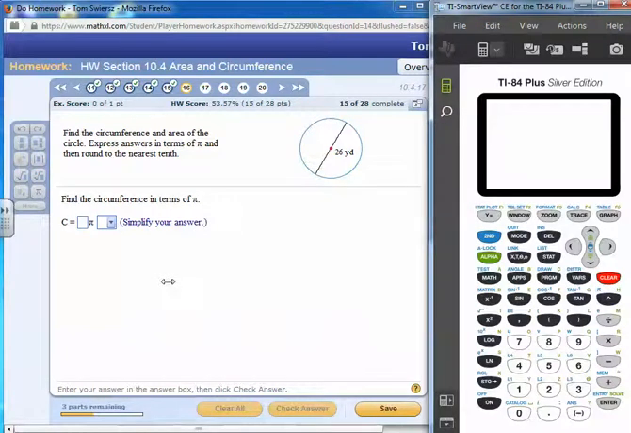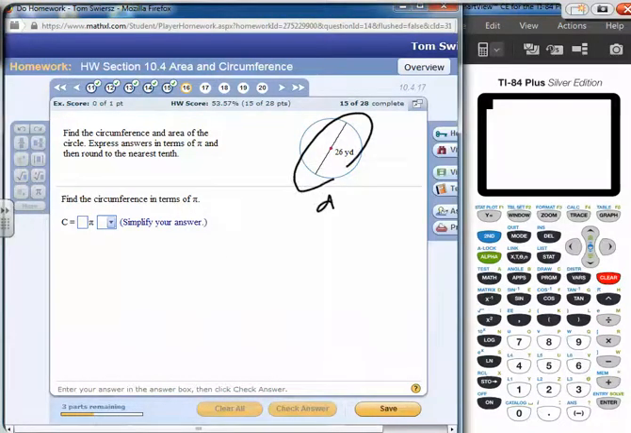Okay, find the circumference of the circle in terms of pi. Now, the circumference: when you go all the way across, this 26 is the diameter. It's understood to be the diameter if it goes all the way across. So the circumference is 2 pi r, or 2 times r is the diameter.